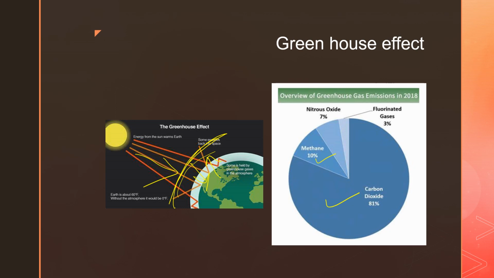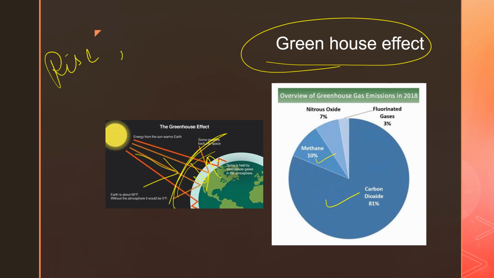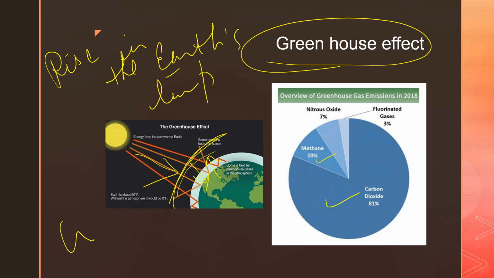Now, as the concentration of greenhouse gases increases in the atmosphere, what is happening? The surface temperature of the ocean is rising. The water is evaporating more into the atmosphere, and the Earth's surface temperature also rises. So the greenhouse effect is causing the rise in the Earth's temperature, which in turn is leading to global warming.